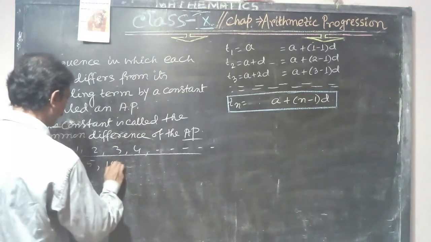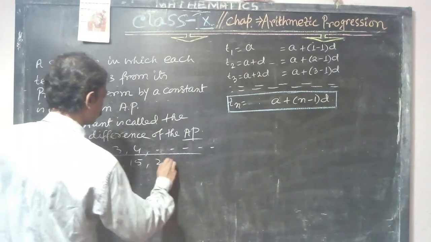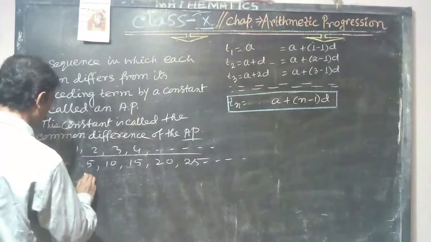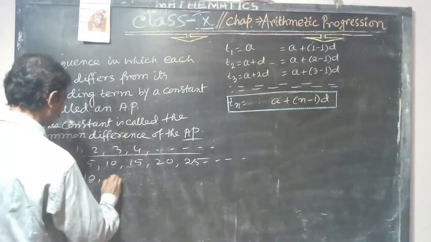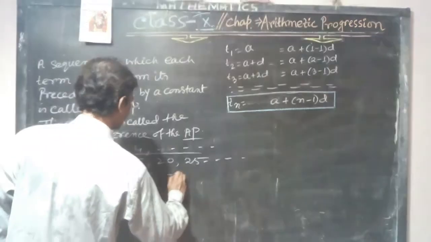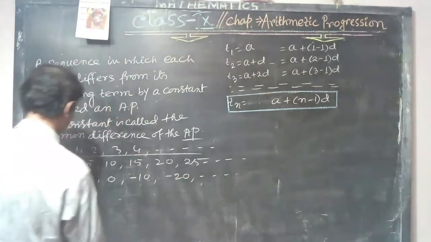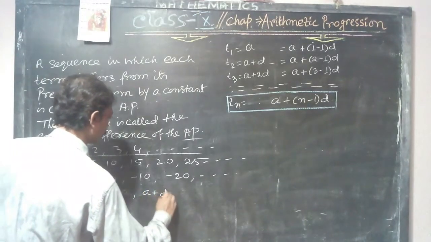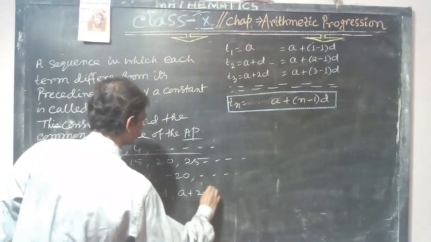5, 10, 15, 20, 25. 10, 0, minus 10, minus 20. a minus d, a, a plus d, a plus 2d.